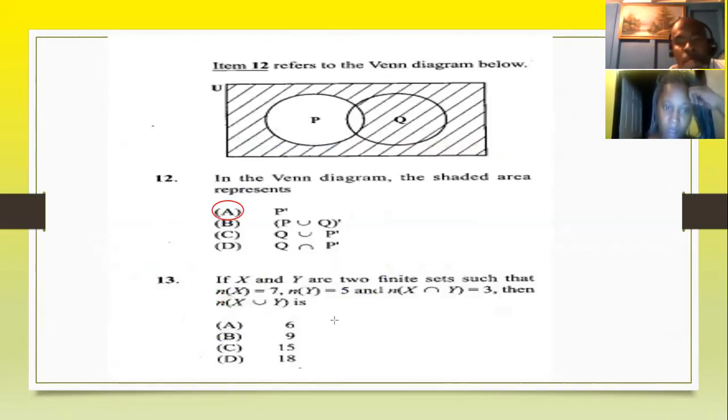If X and Y are two finite sets, such that n. No, no, no. Read your thing properly, such that what?